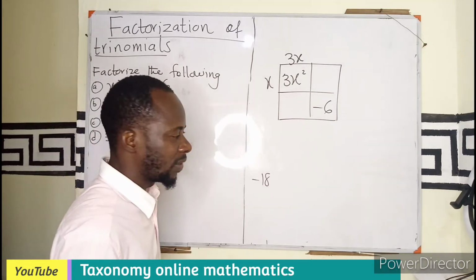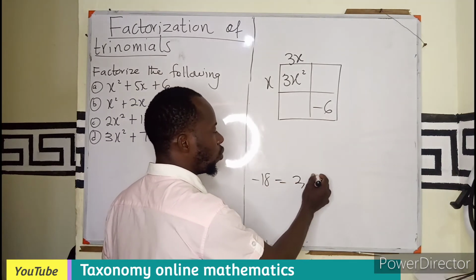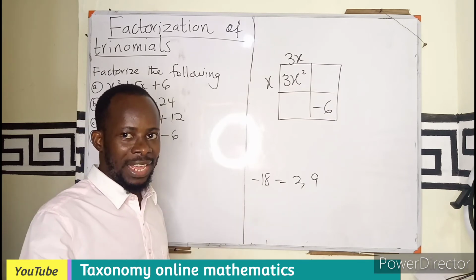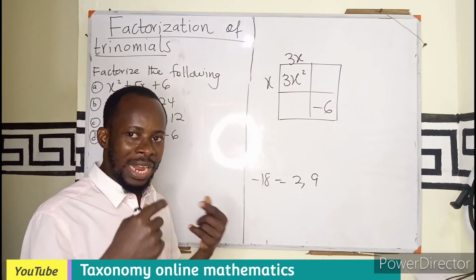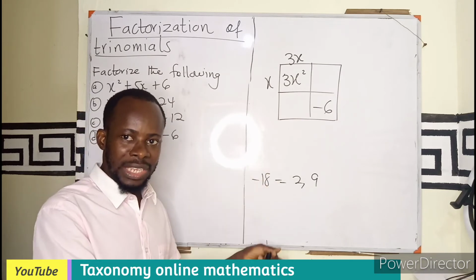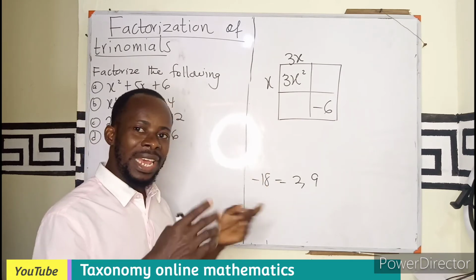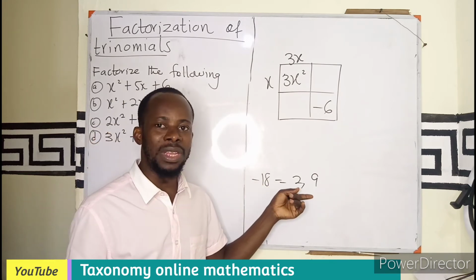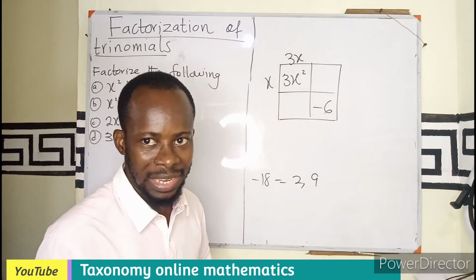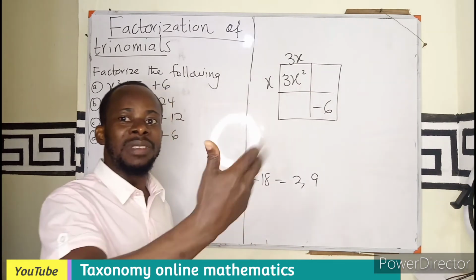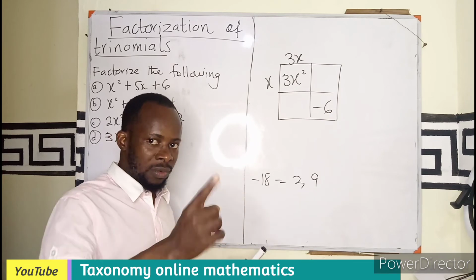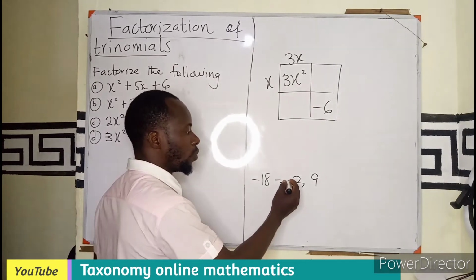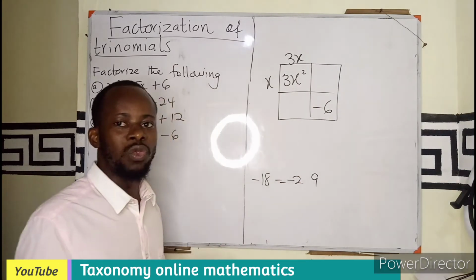So in that case, I know the factors will be 2 and 9, 1 and 18, 3 and 6. 3 and 6 will either give me 9 or negative 3. So I discard that. 1 and 18 will either give me 19 or 17. I discard that. So I'm having 2 and 9, which can give me either positive 7 or negative 7, regardless where I put the sign. And since the 7 is positive, I have to put the negative sign for the smallest one.